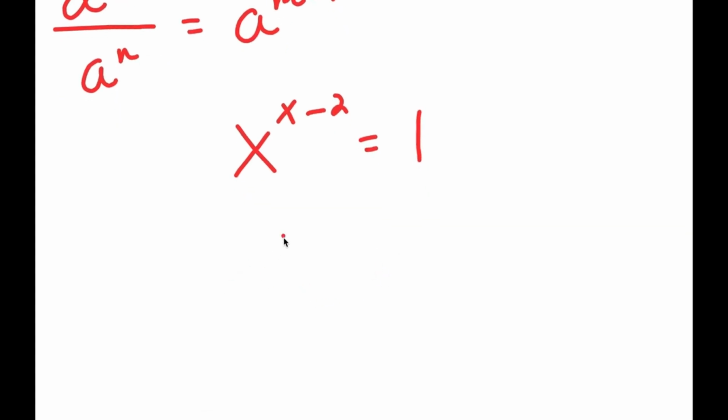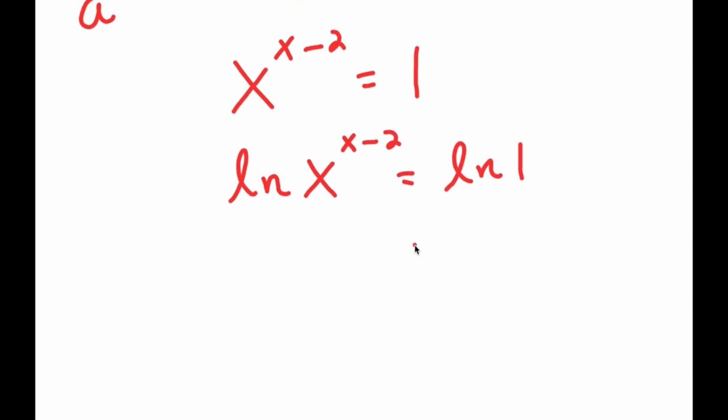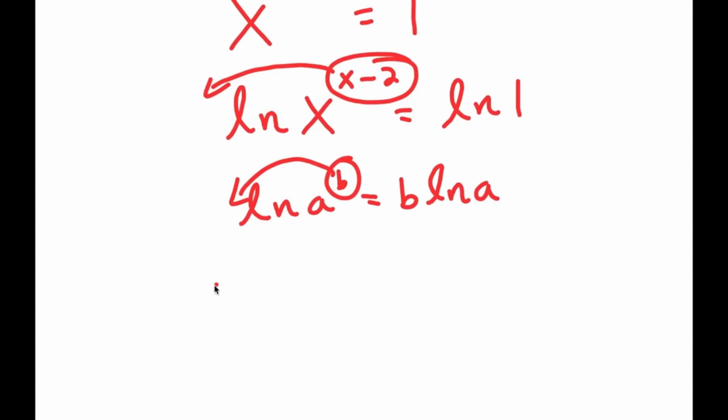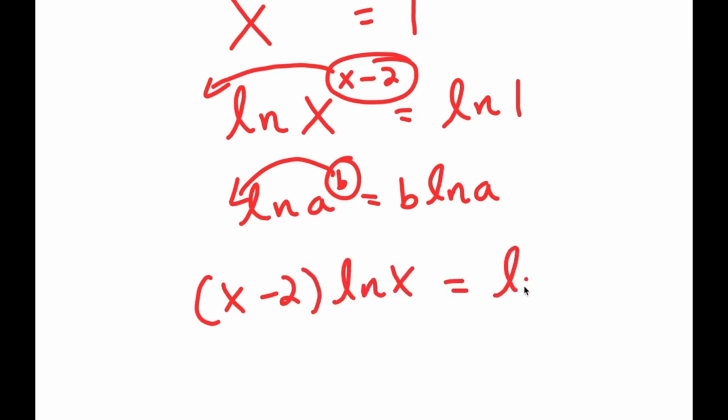Now, I'm going to take the natural log, or ln, on both sides. So I get ln of x to the power of x minus 2 is equal to ln 1. So if I have something in the form ln a to the power of b, I can move this exponent b to the front. So it's going to equal b times ln a. So in this case, I have ln x to the power of x minus 2, and I can move this to the front. So I get x minus 2 times ln x is equal to ln 1.